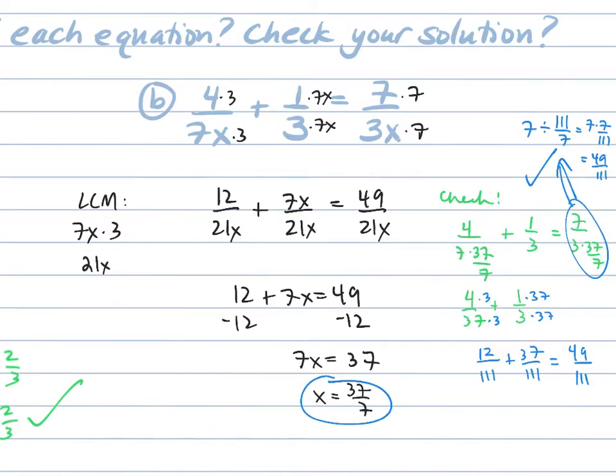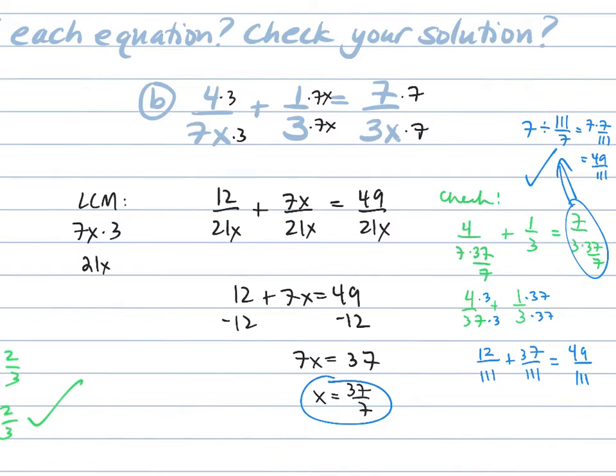Okay, that one was a little bit annoying, just the checking part. You don't have to check these, but it does help to make sure you got the answer right. 37 over 7 was the answer. It didn't say to round or anything, so I prefer you to leave it in fractions, but 37 divided by 7 is 5.2857... But leave it in the fraction.